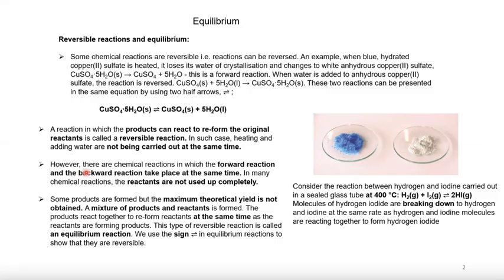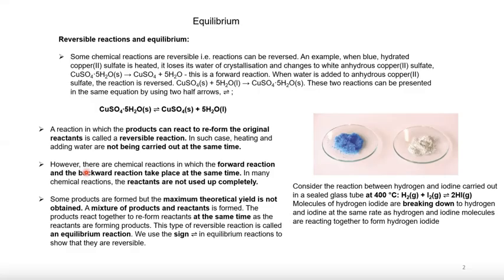However, there are chemical reactions in which the forward reaction and backward reaction can happen simultaneously. In many chemical reactions, the reactants are not used up completely. That's what we also know. So when we do not use reactants completely, we have to find out the theoretical yield. A mixture of products and reactants is formed.